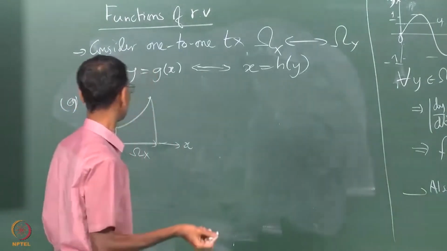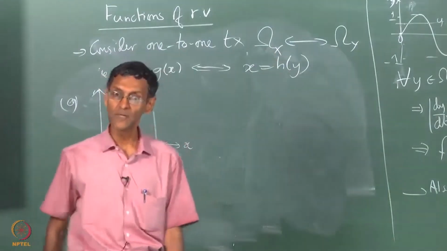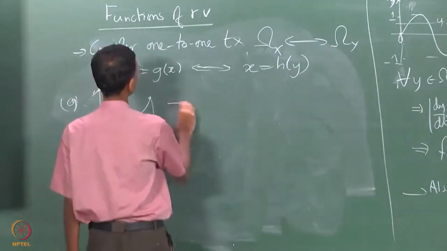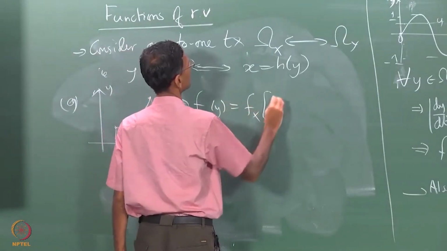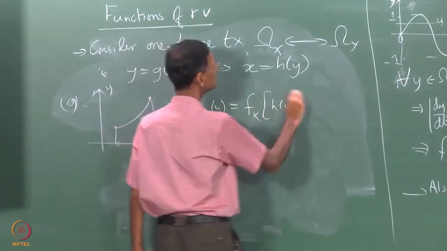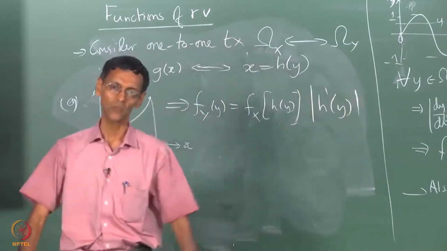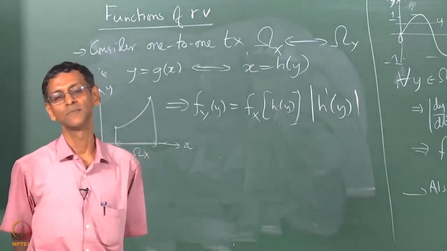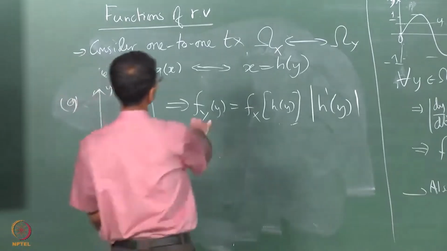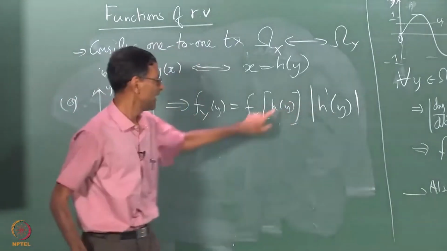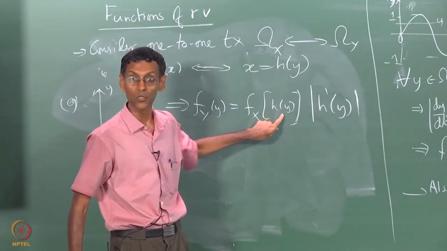In a 1-to-1 transformation, if you pick any y in omega y, there is only one value of x where that could have come from, and therefore you can immediately write f_y of y is f_x of h of y into mod h prime of y. This can be straight away written down if you know the other old formula. Why can I write this down immediately? f_x of x is evaluated at h of y, there is no problem here, there is only one root.